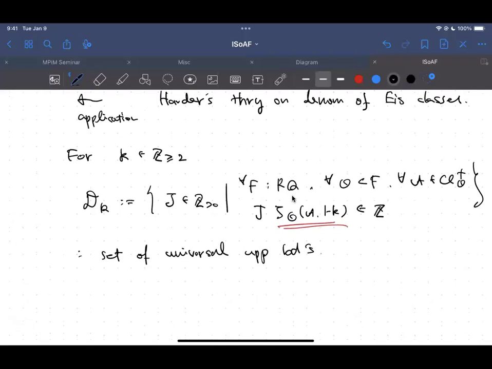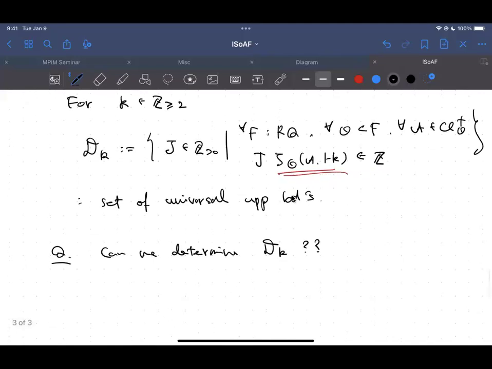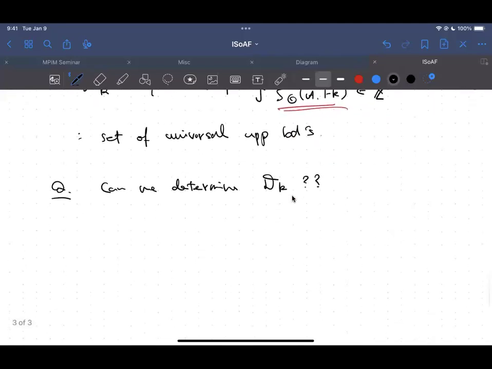The question I would like to consider in this talk is whether we can determine this set. In order to illustrate this question, I would like to briefly recall one observation by Zagier.